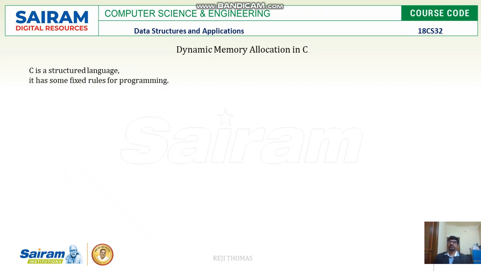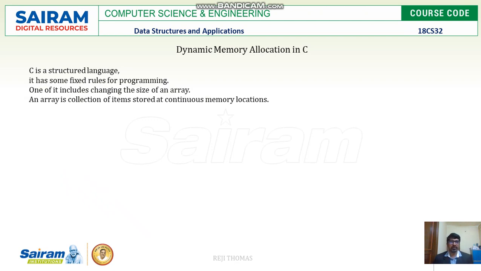So let us see. Normally, we know C is a structured language which has got fixed rules of programming. It should be like this. Syntax should be like this. Everything is a very normal way, and it is very fixed. So one of its rules is that the array size is fixed, and we cannot change this fixed size.